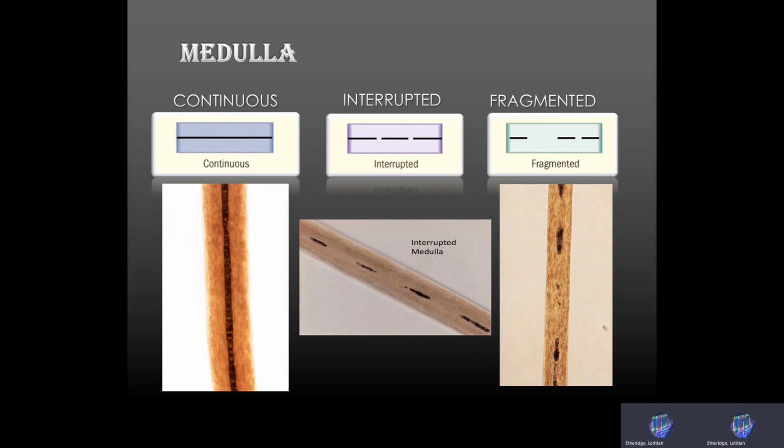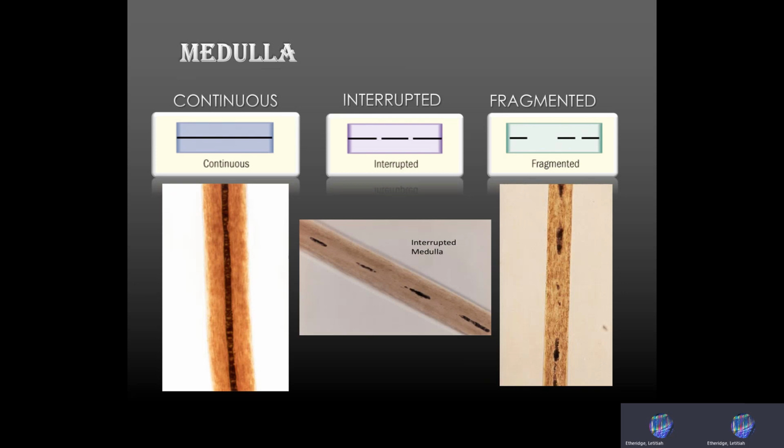So in terms of pictures, here they are. So absent, I figured y'all didn't need a picture of that one. Obviously, there is no medulla there. But if you take a look here, you have continuous. So if you look down the middle of this hair shaft, the medulla in the middle right here is completely continuous, meaning that there are no breaks. Then, of course, the next one is going to be interrupted.